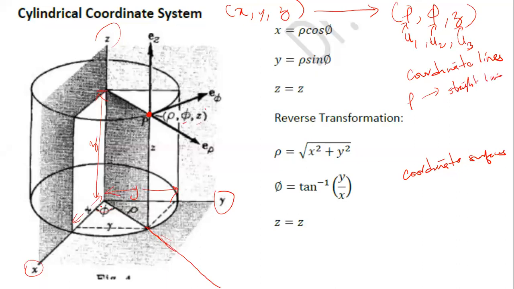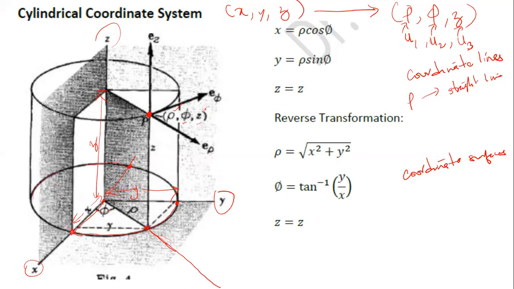Now, what is phi? If you fix rho and if you fix z, fixing rho means you are at this point. If you fix z, let's say z equal to 0, you are at this point. Now, phi value is 0 at this point. But if you increase phi value from 0 to 45 degrees, you will arrive at this point. And if you increase phi value to 90 degrees, you will arrive at this point. If you increase up to 180 degrees, you will arrive at the back side here. If you increase up to 360 degrees, you will return back to this point.